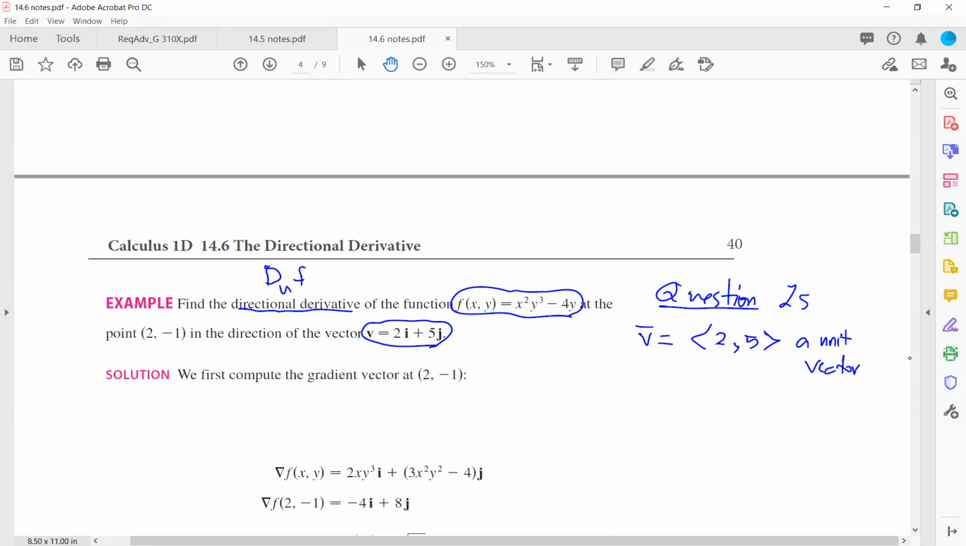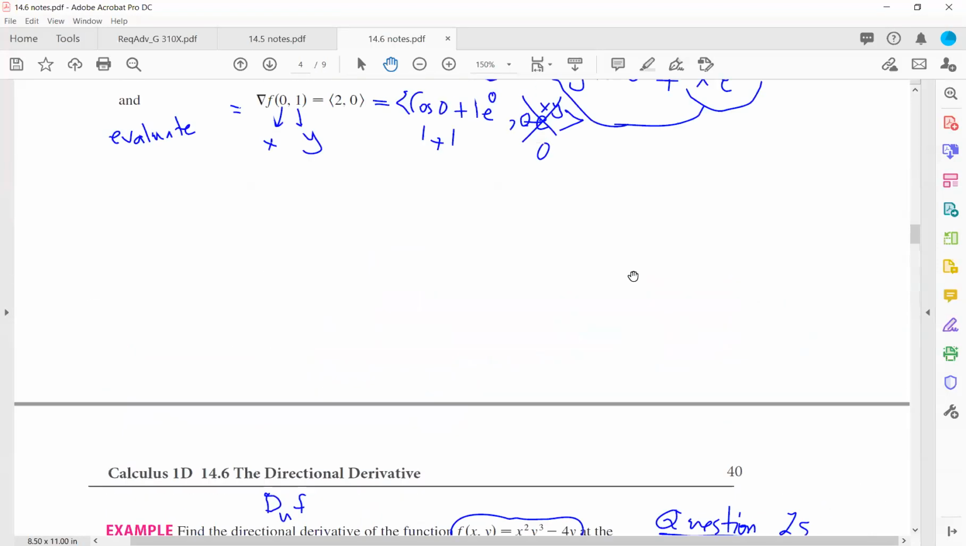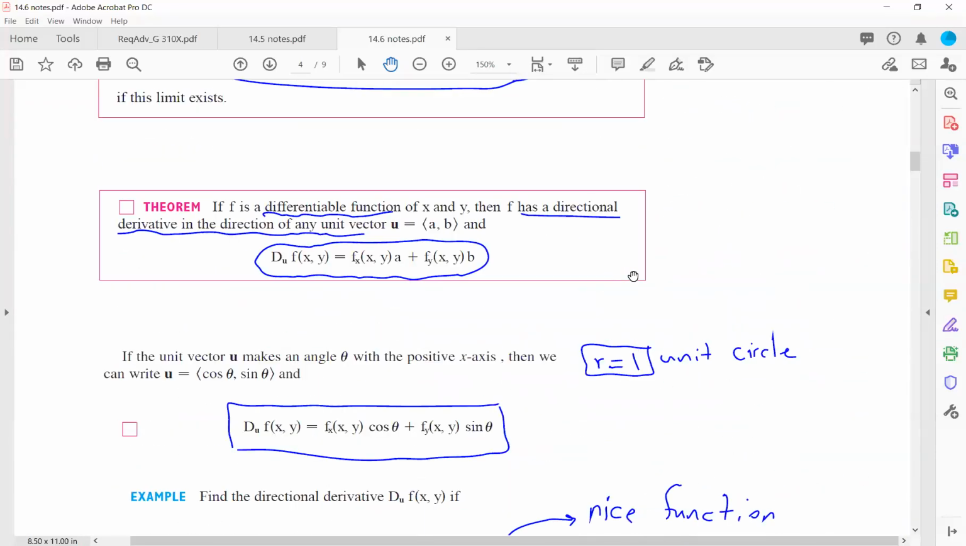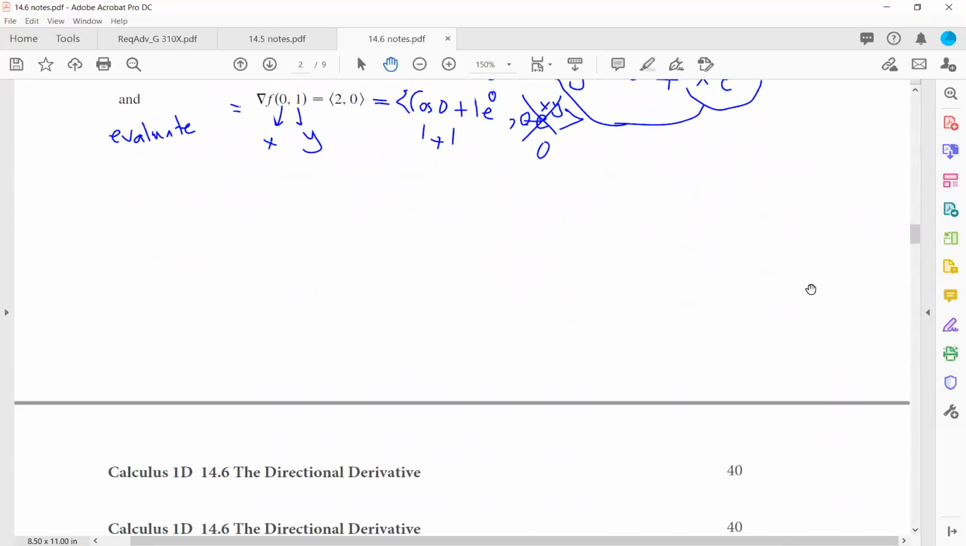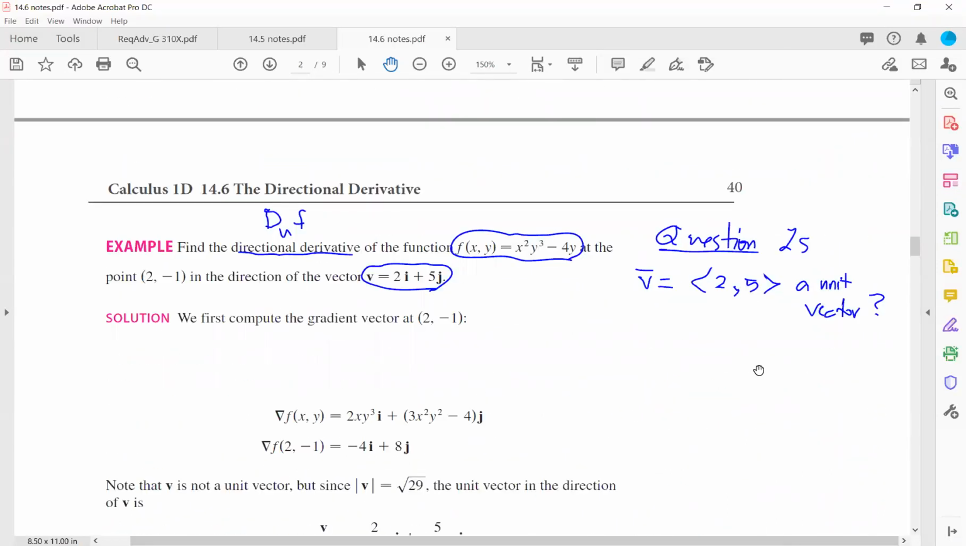Get back to the definition of directional derivative. Remember that we defined the directional derivative for a unit vector. The length of the vector must be 1. So if you calculate the length of this vector, it is the square root of 2 squared, 4, plus 5 squared, 25, which is the square root of 29. This guy is not 1, so v is not a unit vector.